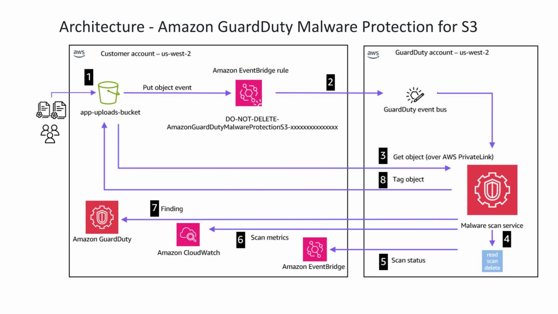So this diagram shows the architecture of GuardDuty malware protection. If you have seen the previous video, there is a customer account we set up, and we would have an out-of-the-box setting. There is not much to it, but the customer uploads a file to an S3 bucket, which would trigger an event that will be picked up by an EventBridge rule.